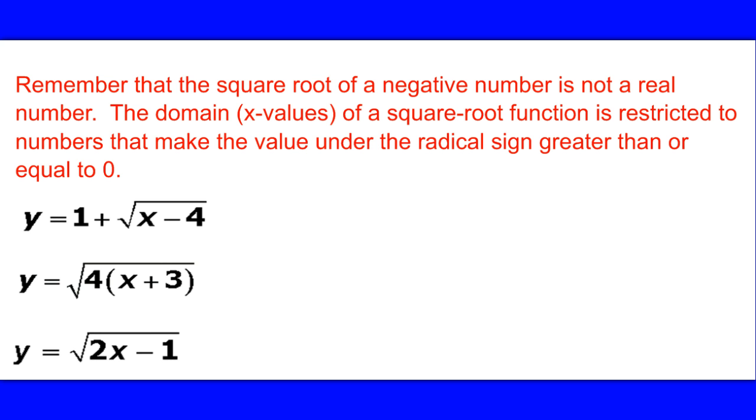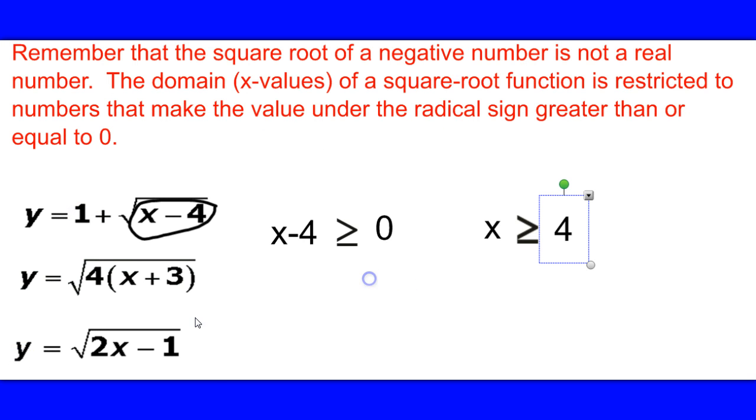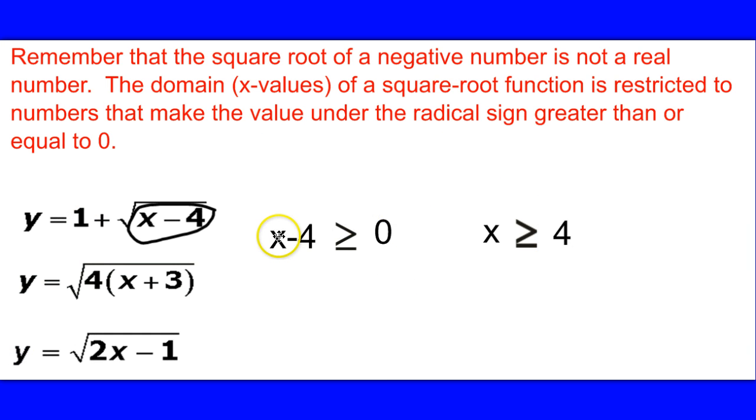Take a look here and decide what value for x would make this part underneath the radical sign negative. Well, you could say x minus 4 has to be greater than or equal to 0, and that's just like the inequality we solved just a minute ago. So x minus 4 is greater than or equal to 0, which means x has to be greater than or equal to 4. That would be your domain.